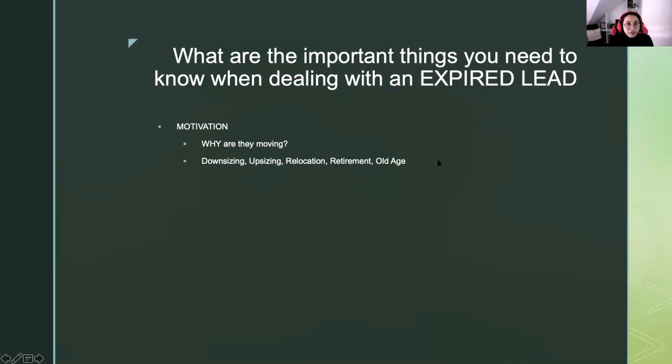Next, time frame. So when are they moving? When are they planning to move? Do they need to be there right away? Are they not in a rush? Do they have to wait a little longer?